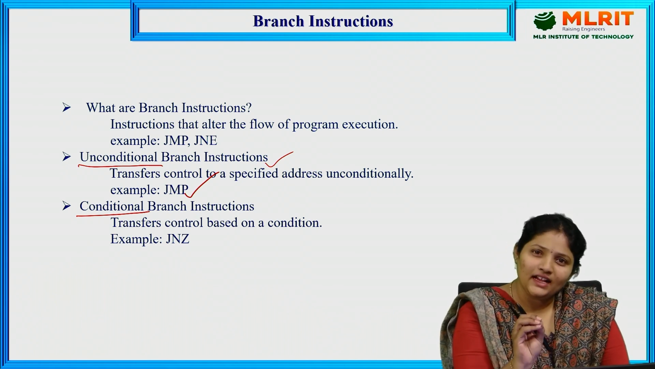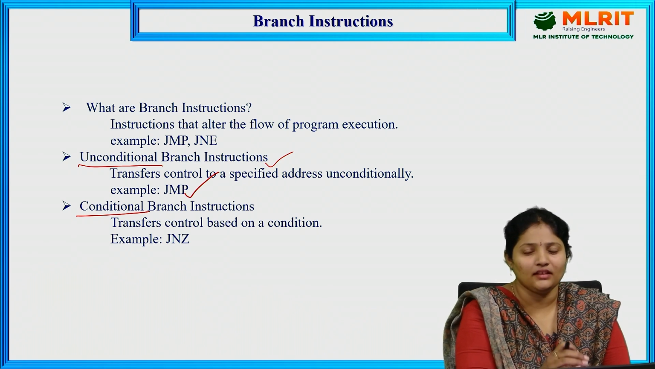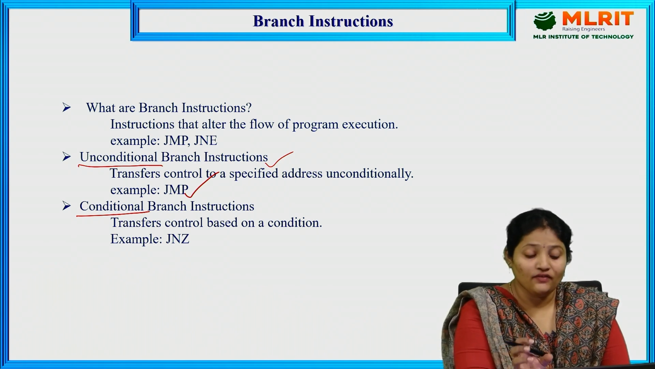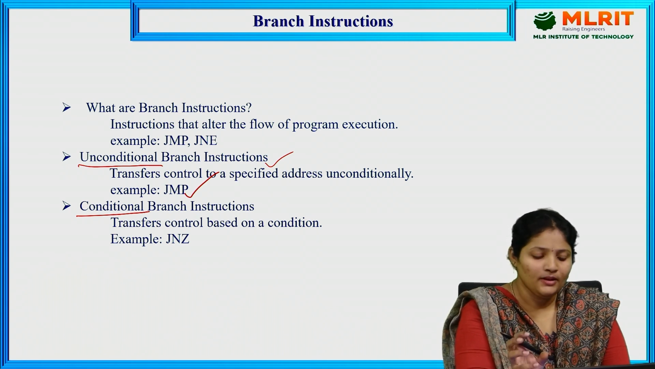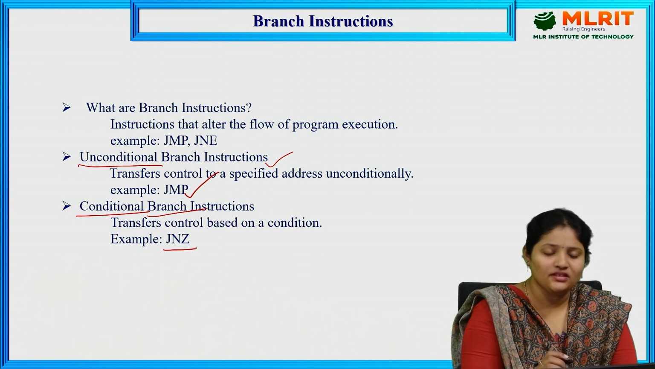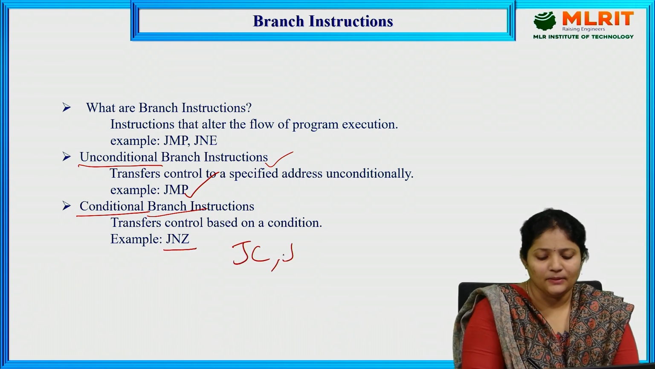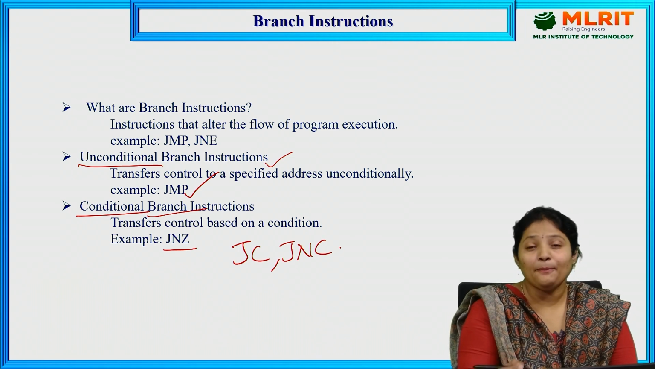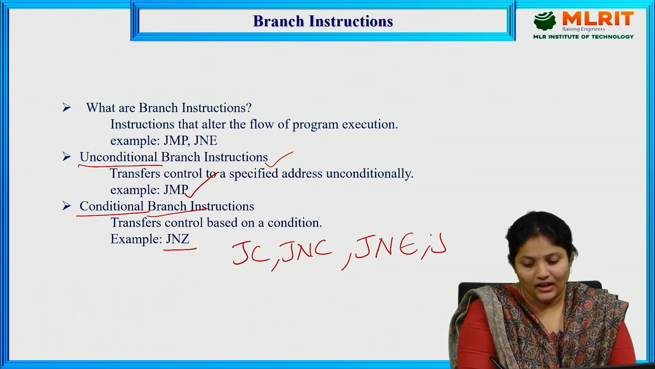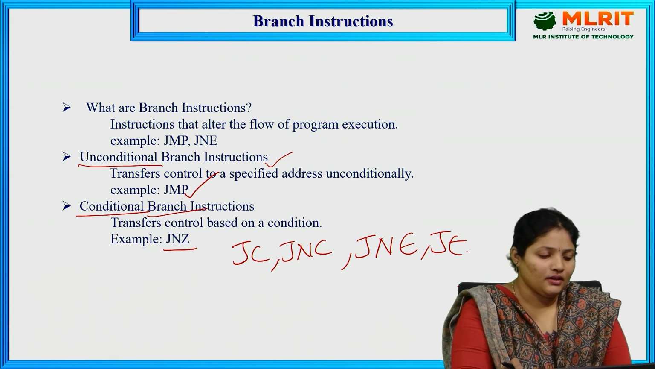If there is a condition, then only if that condition is satisfied will the transfer be executed. Such instructions are known as conditional branch instructions. Examples are JNZ, jump if not zero, jump if carry, jump if no carry. In comparison instructions, there are jump if not equal or jump if equal. We will see these in the further slides.